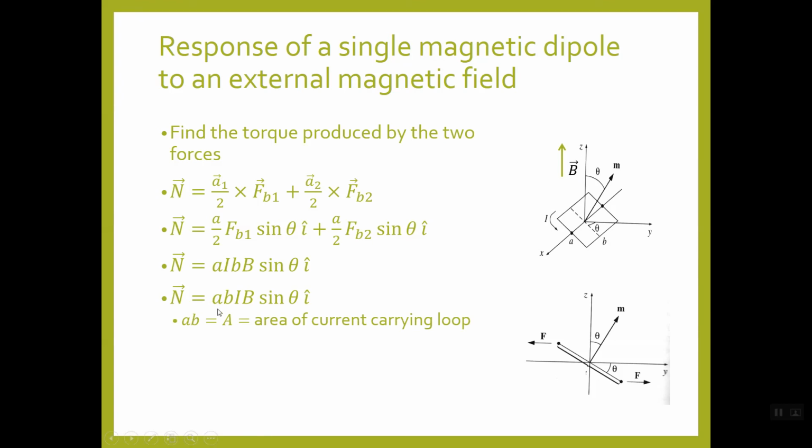So for the torque, I can write AB, that's the length times the width of the wire, that's just A, the area of the current carrying loop. So I can write the torque is equal to A I B sine theta i hat. A I is just m, the dipole moment of the loop. So I can write it in terms of that, little m.